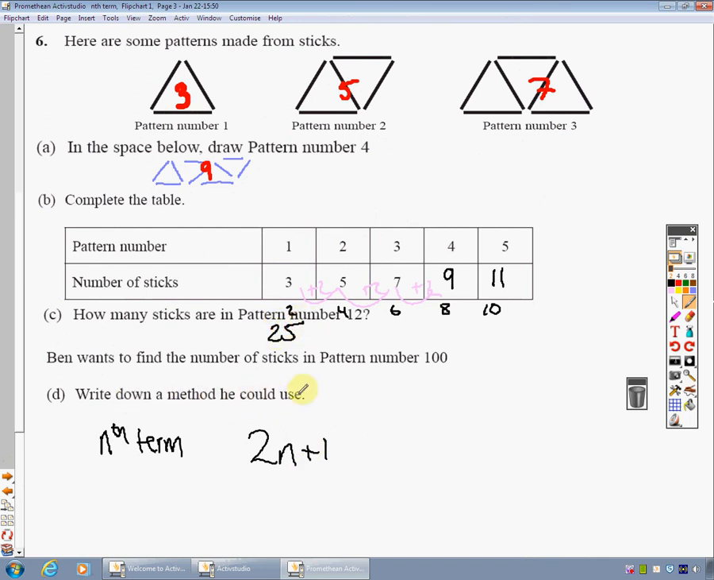Write down a method he could use for finding the number in 100. The nth term is 2n plus 1. So pattern 100 will be, well, 100 times 2 is 200, add the 1, 201.